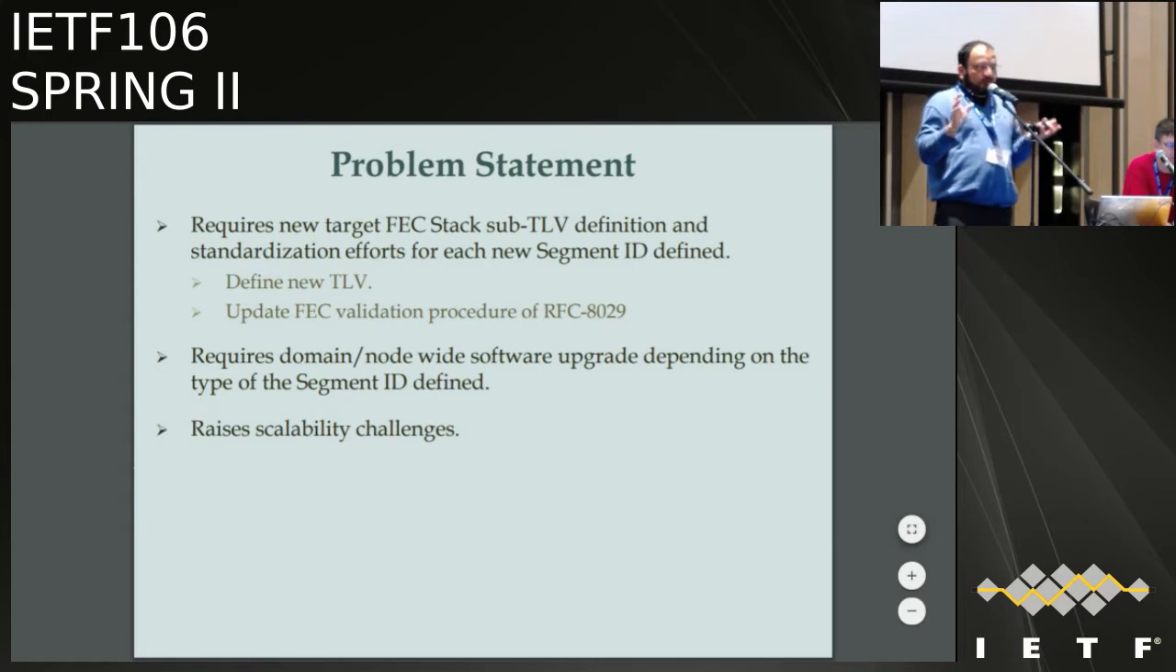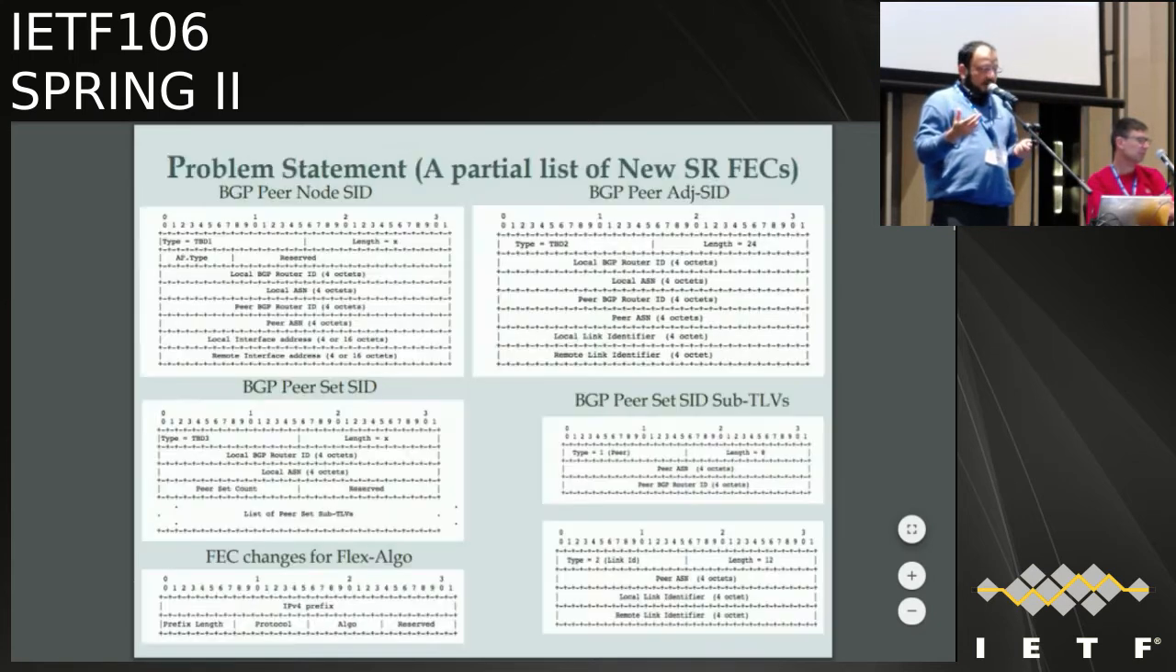The way the OAM protocols are defined requires a software upgrade depending on the type of the segment ID that is deployed. It also raises scaling issues with respect to the amount of information that is needed to properly fill the FEC sub-TLV. This is not to pick a specific example, but these are some of the FEC types that are in the queue.